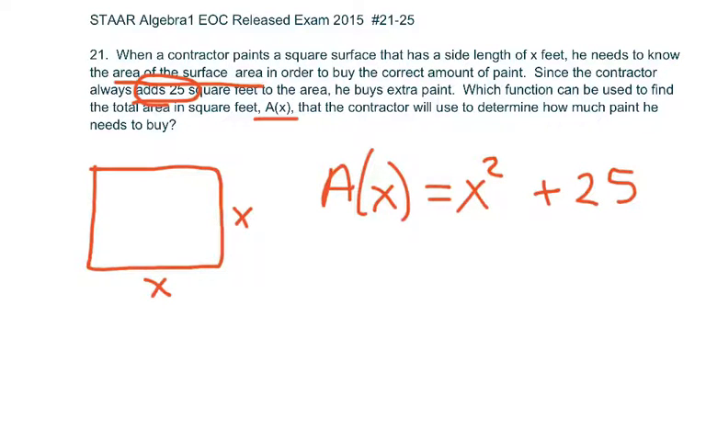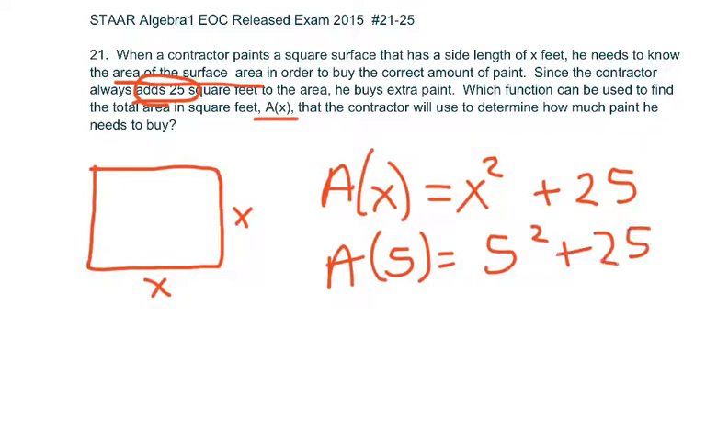So if x was 5, that would be 5 squared plus 25. So he would buy 50 paint things. They're not saying how the paint is, but anyway.